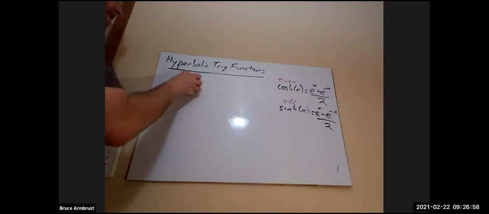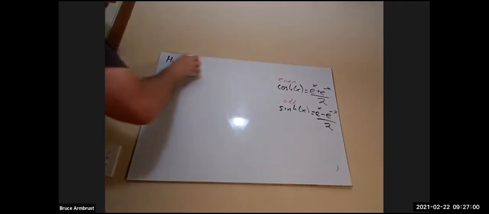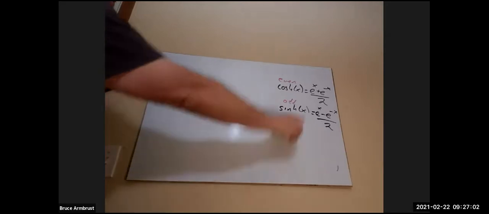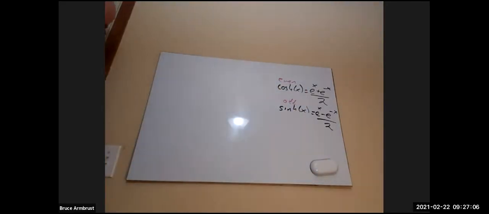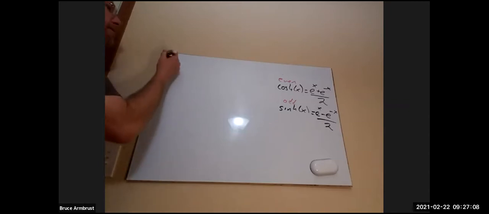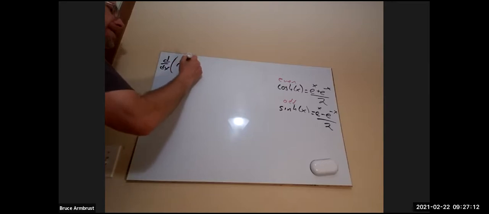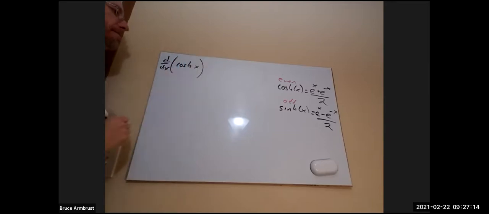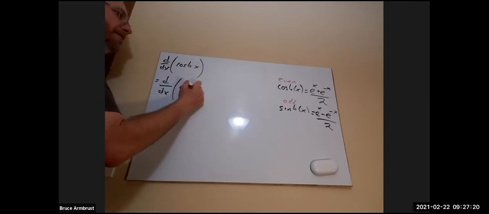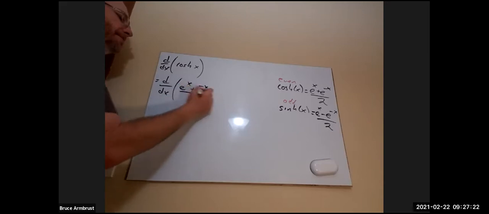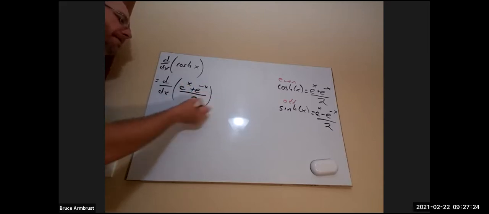And we're going to differentiate it using the exponential definition. All right, so we're going to do the derivative d dx of cosh. So if we go back to the definition in terms of exponentials, that's the derivative of e to the x plus e to the minus x over 2.